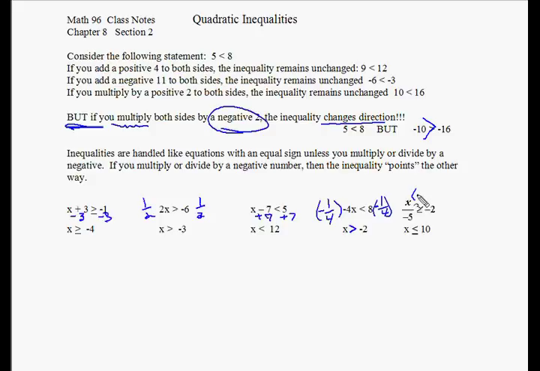And here I'd be multiplying both sides by a negative 5. Again, anytime you multiply by a negative, it'll change the inequality. It now reads that x is less than or equal to 10, when it originally read x divided by negative 5 is greater than or equal to negative 2. So be aware of that. We're going to be working on some more problems that have inequalities in them.